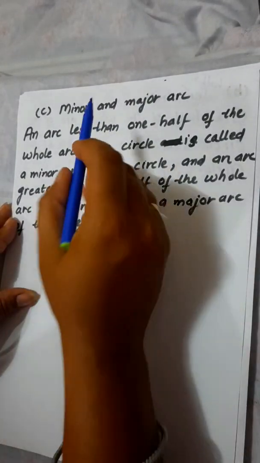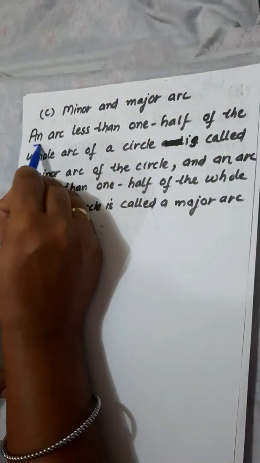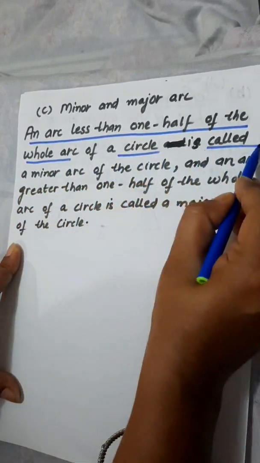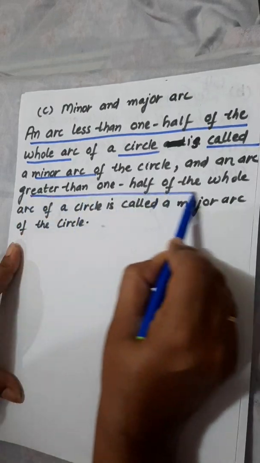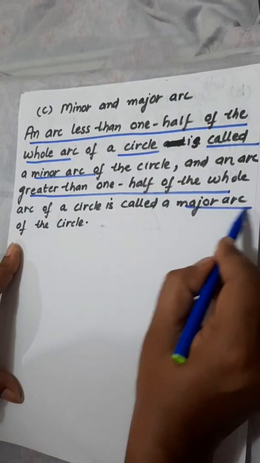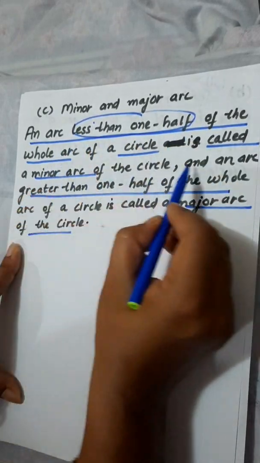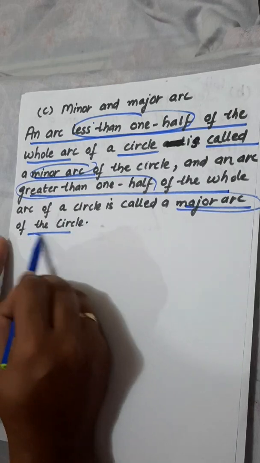Next we have minor and major arc. An arc less than one half of the whole arc of a circle is called a minor arc of the circle, and the arc which is greater than one half of the whole is called a major arc. Less than one half is a minor arc and greater than one half is a major arc.